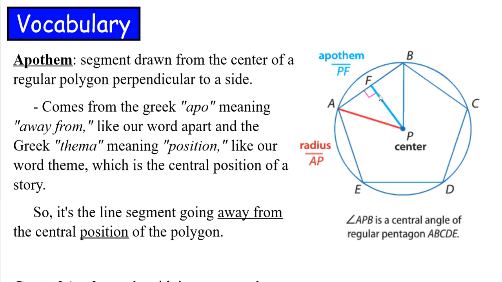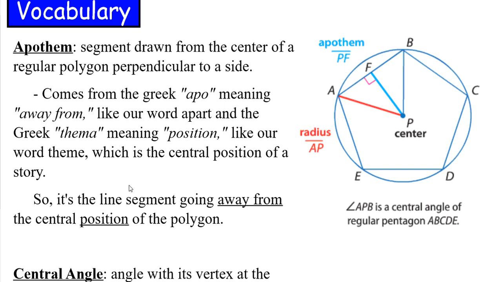Why is it the word apothem? Because I told you the Greeks were one of the first to do this. It comes from the Greek apo, meaning away from, like apart, and then the Greek thema, meaning position, like our word theme, which is the central position of a story. So the apothem is the line segment that goes away from the central position of the polygon. That's where they get the name.